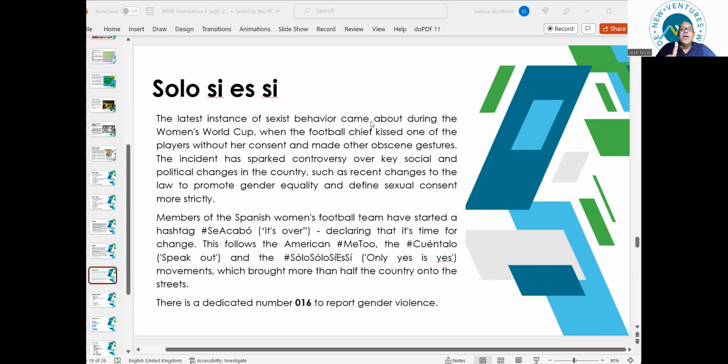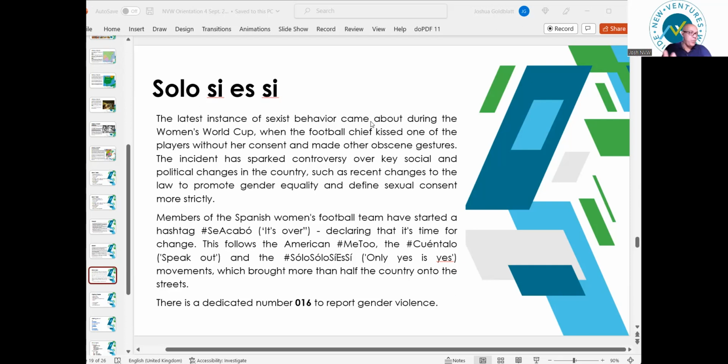And this was an example of the only yes is yes, because she had not consented. And even though some people said it was only a kiss, and he was very excited because they were the champions, people have said this is the perfect example for Spanish society, so that everybody can see she did not want that kiss.